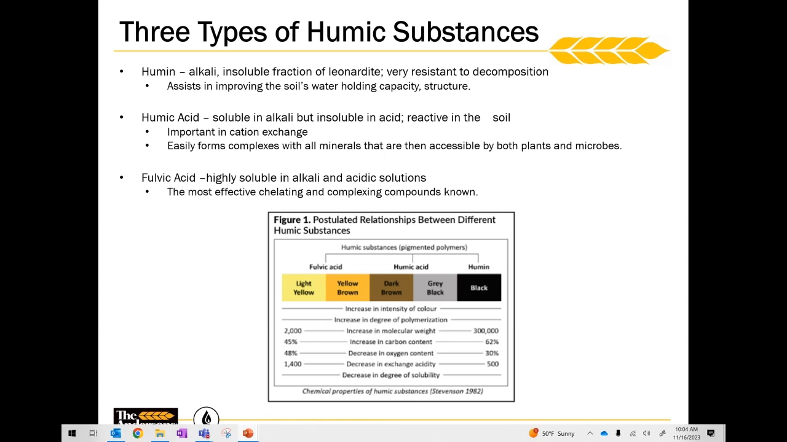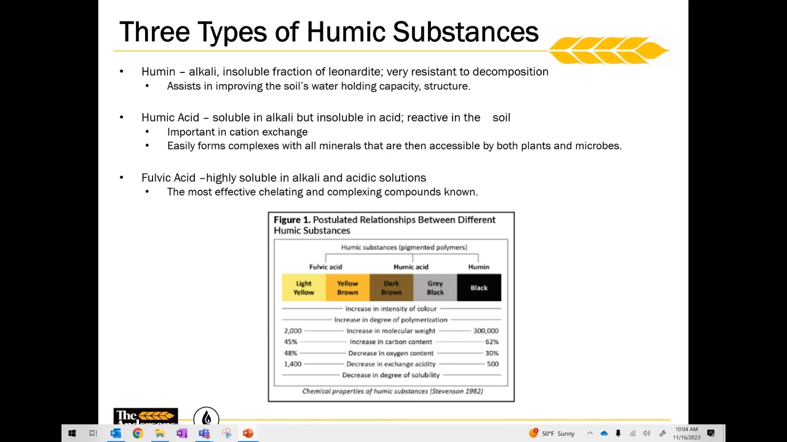Next, we have humic acid. Humic acids are very important to the cation exchange capacity of soil, carbon chelation, and very important in complexing minerals. So these are very important when we start talking about stabilizing nitrogen later in this presentation. And then the last one, we have our fulvic acid. This one is very soluble in both alkali and acidic solutions. So this one is going to be the most effective when it comes to chelating our minerals.